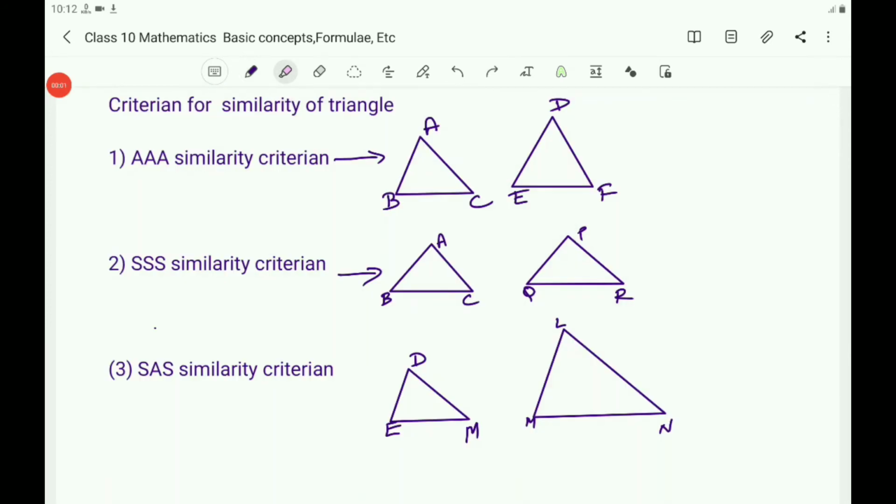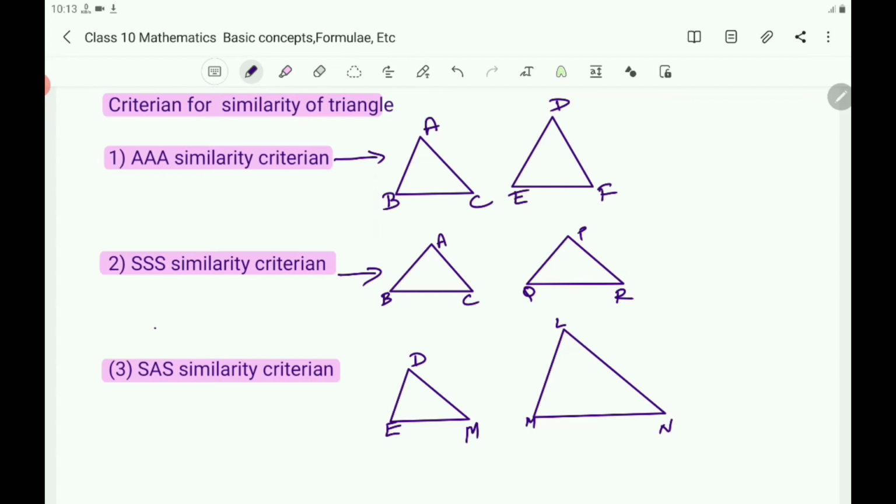Now let us see the criterion for similarity. Which are the criterion for similarity? There are three criterion for similarity. First one is the AA similarity criterion. Second one SSS similarity criterion. Third one SAS similarity criterion. According to AA similarity criterion, if you take two triangles, if they are equiangular, they are similar. That is the AA similarity criterion.